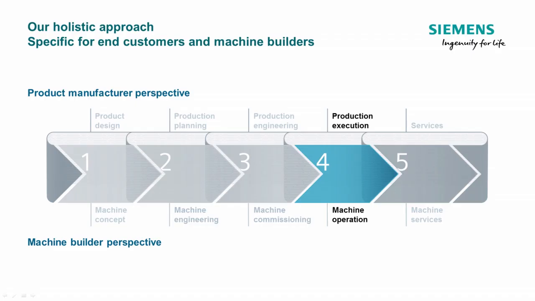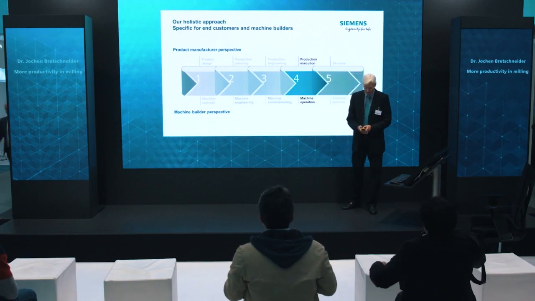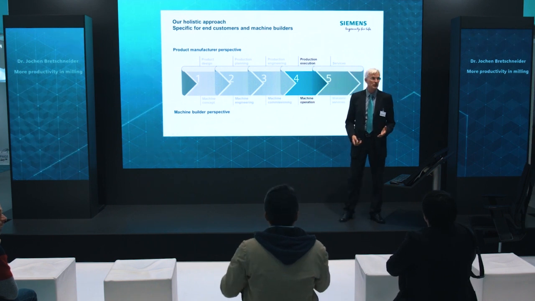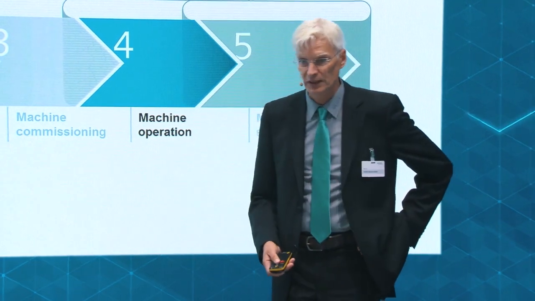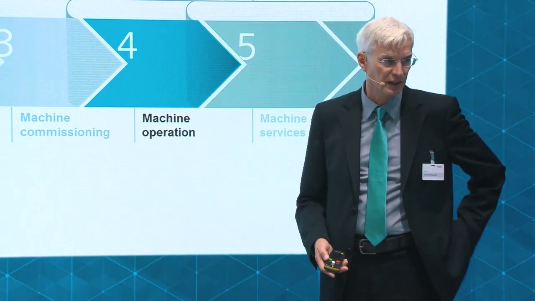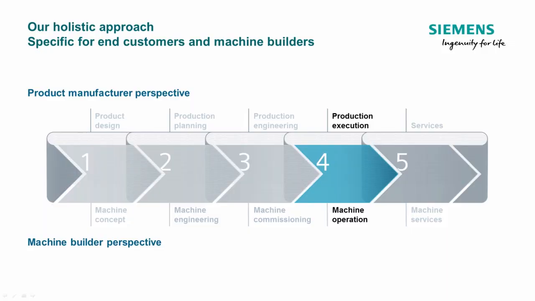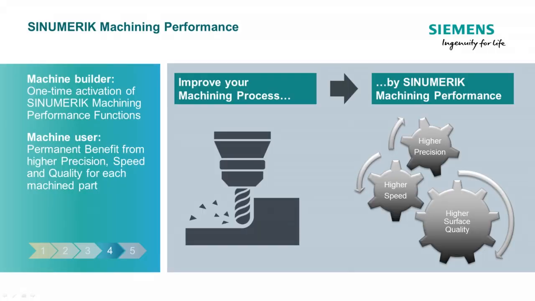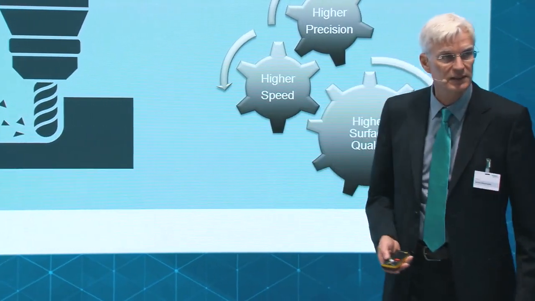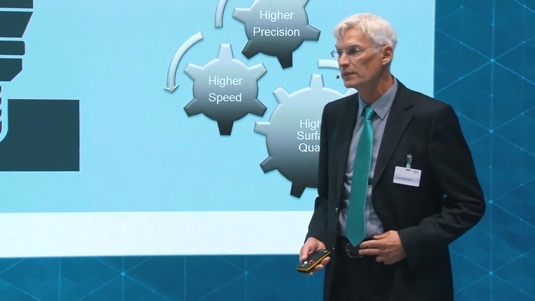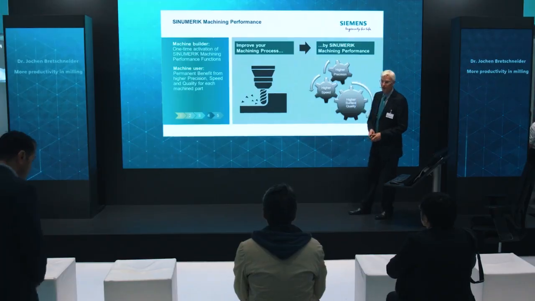My topic is placed in the production execution, when really chips at a machine tool are generated. And I'm talking about how more chips can be generated on your machine tools and how SINUMERIK can support you. With the SINUMERIK machining performance portfolio, which mainly is software of the SINUMERIK control, you can improve your machining processes on the machine, which means just making more chips in the same time, making your machine more productive.